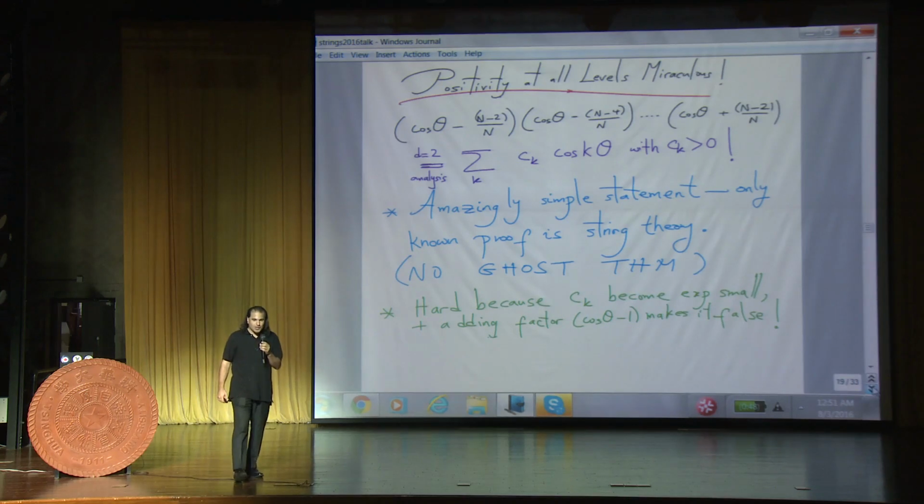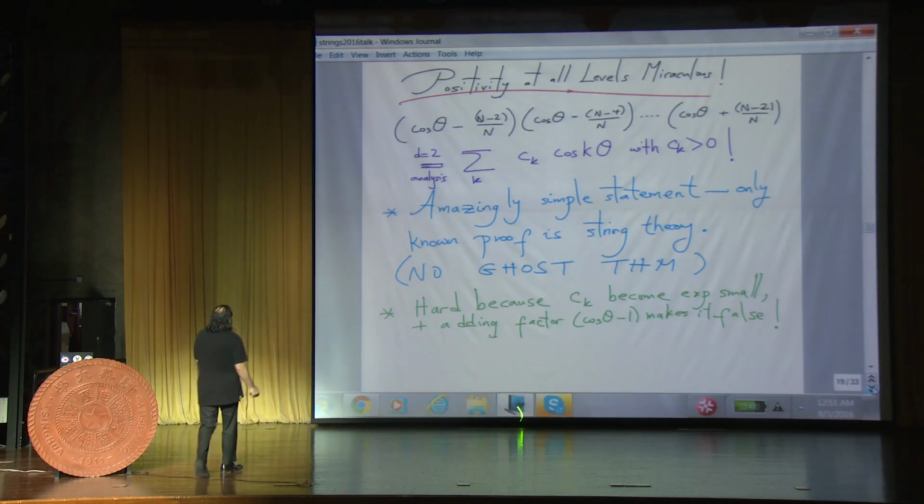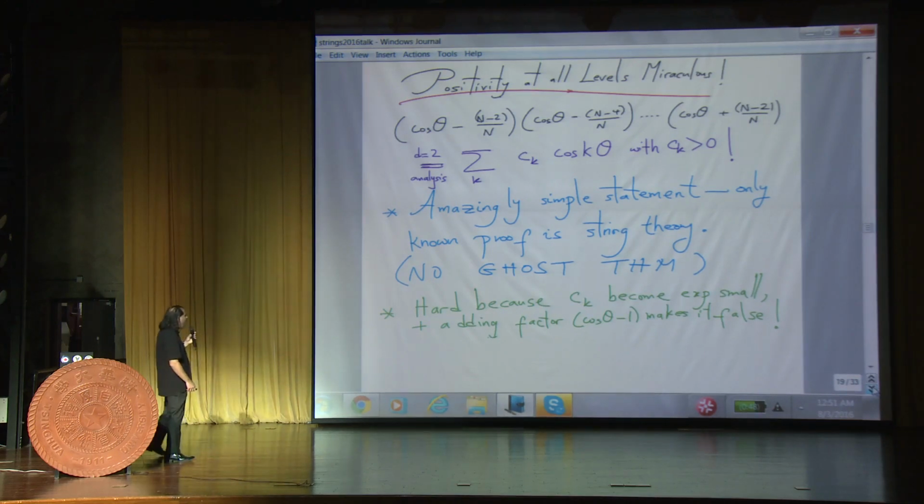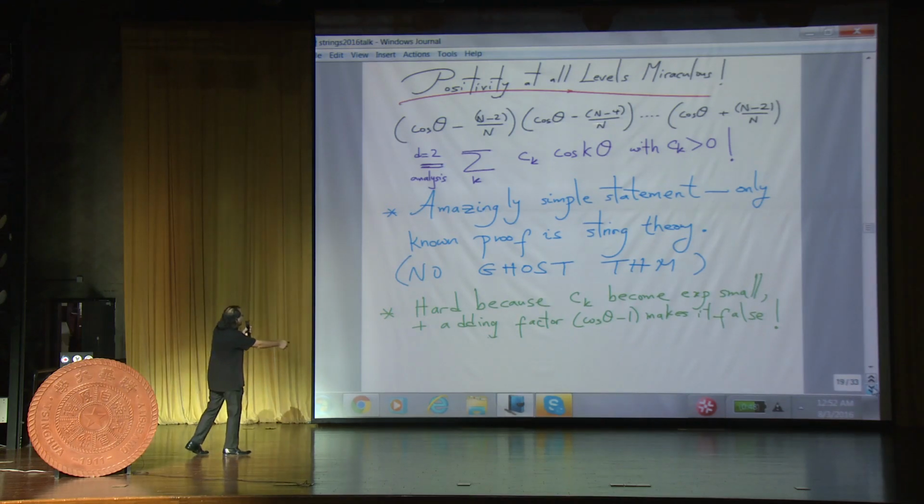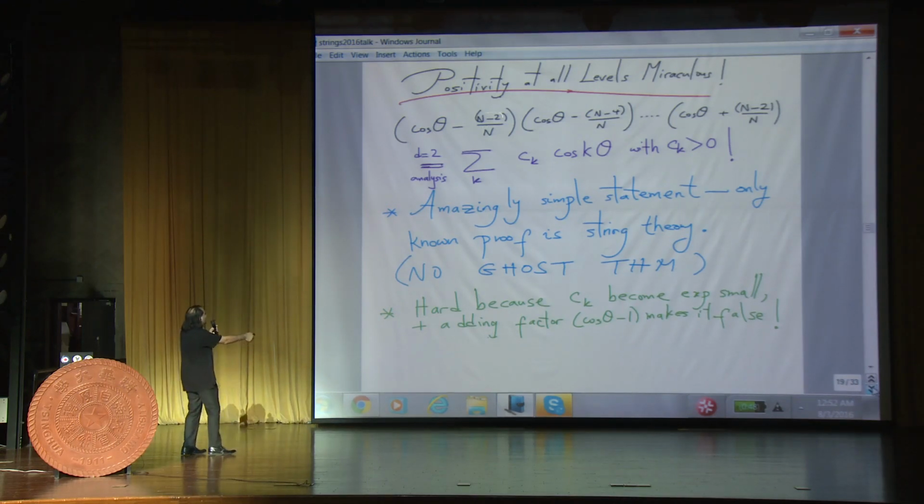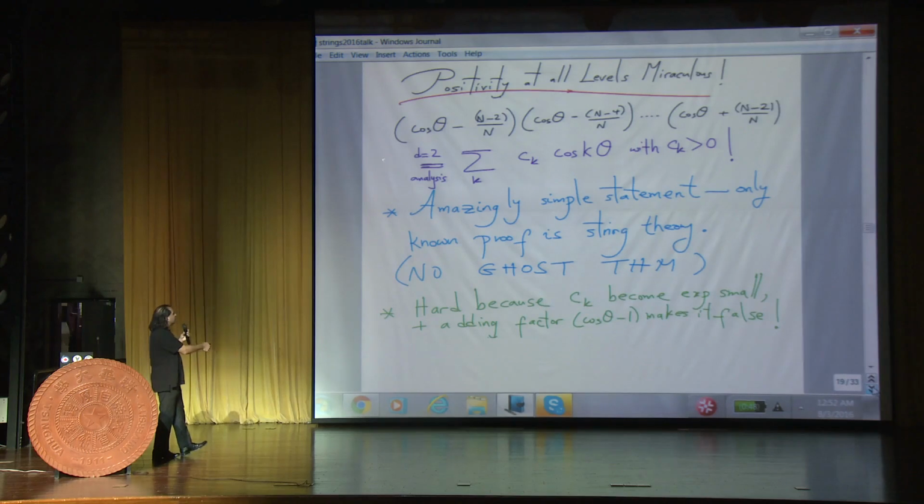It's the no-ghost theorem. It would be fantastic to come up with a different proof for it. And it's hard. It's hard because these coefficients become exponentially small, and it's easy to see why they have to become exponentially small, because if you go all the way and you complete this by adding a last factor, see these roots are getting very close to 1. If you add a last factor, which is just cos theta minus 1, the statement is false, because the left-hand side would be 0 when cos theta is 1, and the right-hand side would be positive. So they're barely positive.